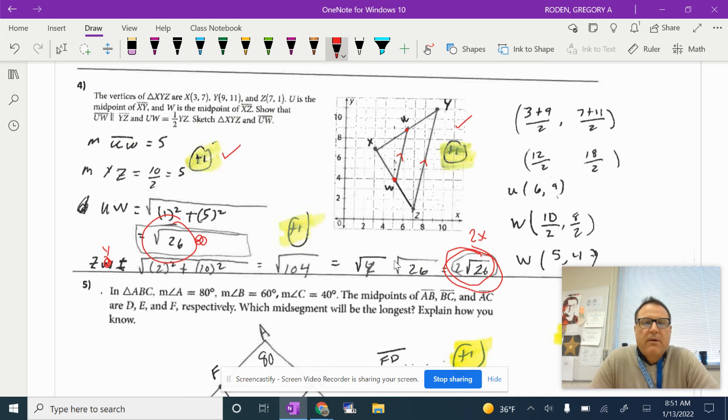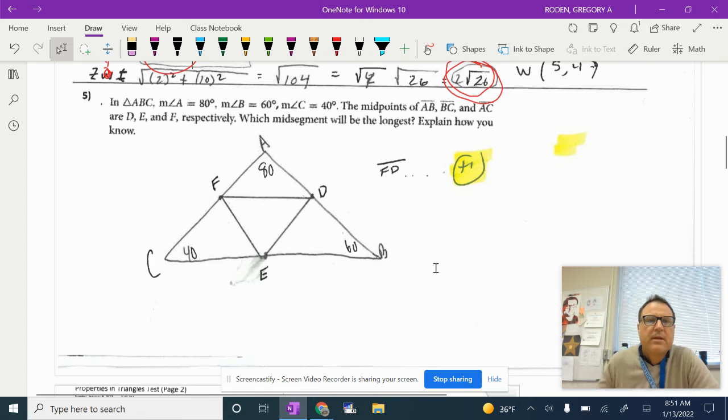Okay? All right, so what do we got here? We've got the midpoint formula for a point and the graph. We got the slope for a point, and we've got the distance formula showing me that it's 2 times the distance formula for a point. And that's how you get the 3 points on number 4.